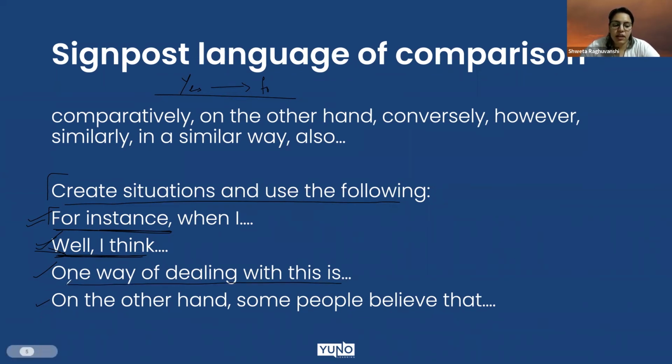In our daily communication, we do not use such words. Phrases like one way of dealing with this are used mostly in formal language or formal emails. So try making sentences, and try using these sentences when you are communicating with a friend in English. And on the other hand, some people believe, we've already discussed this one: on the one hand people do this, but on the other hand they prefer doing this also.